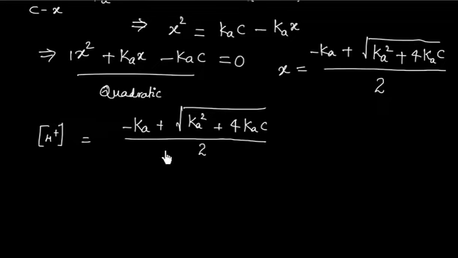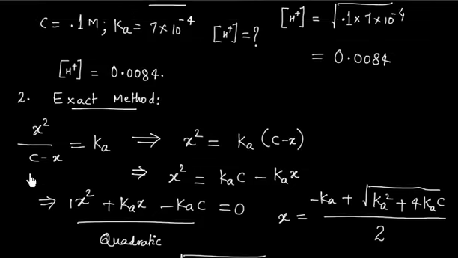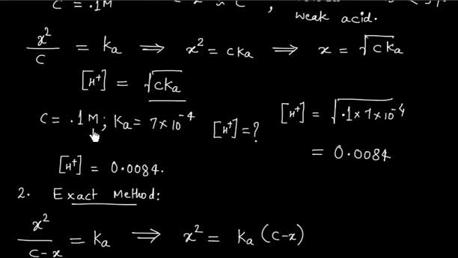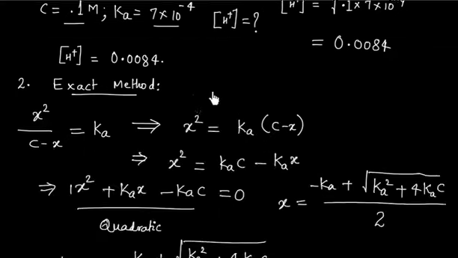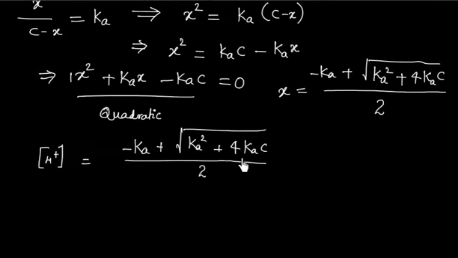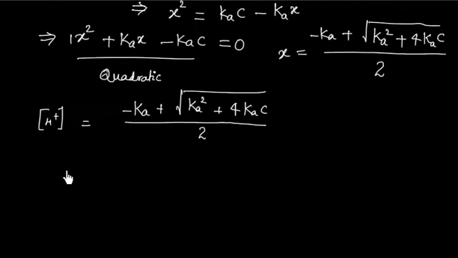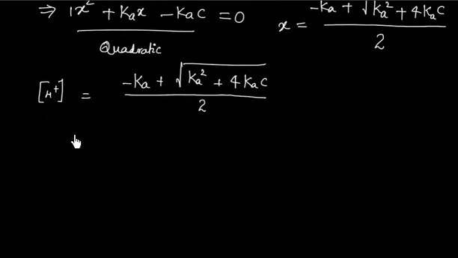One can solve the same problem, that is, the concentration of initial HA is 0.1 and Ka is this. If you plug in all these values of Ka and C, you can calculate the more exact value for H plus concentration. I am interested in here something different, and what is this?